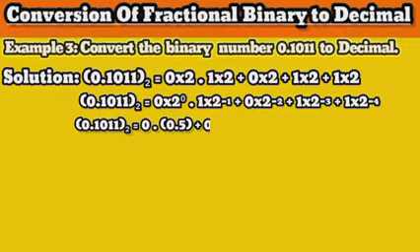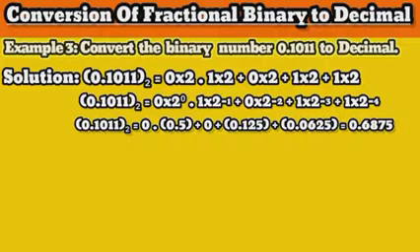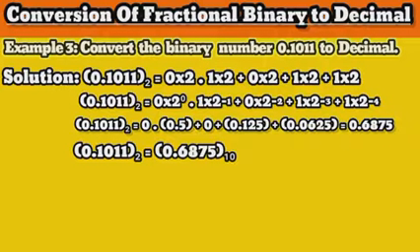The next thing now is that you are going to do the operation. 0 times 2 raised to power 0 is 0. Then 2 raised to power minus 1 is 0.5. 2 raised to power minus 2 times 0 is 0. 2 raised to power minus 3 is 0.125. 2 raised to power minus 4 is 0.0625, and this gives us 0.6875. So finally, this means that 0.1011 in base 2 equals 0.6875 in base 10.